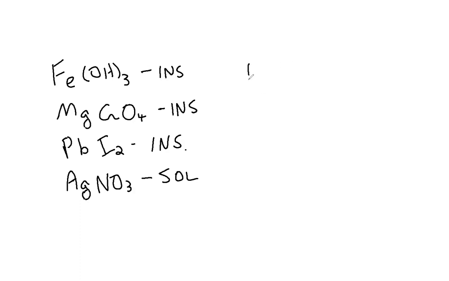All right, let's look at potassium phosphate. So here we see potassium. Potassium is our first rule. Potassium compounds are always soluble. It doesn't matter what anion they are with. You see potassium, it is soluble.